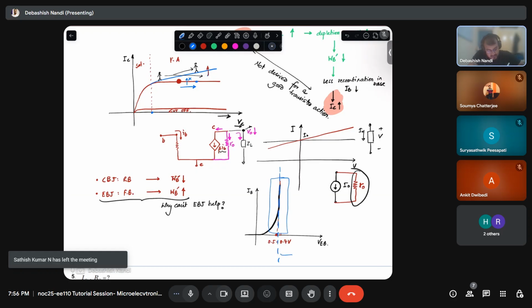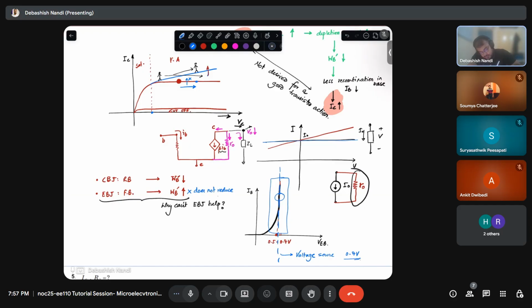What is this? This is nothing but a voltage source. You see that a current source is parallel to this, a fixed current irrespective of any voltage across it. Similarly, in this region, it becomes a voltage source of around 0.7 volt. So after that, your depletion width does not reduce much. That is why we need to take care about the base width modulation effect.